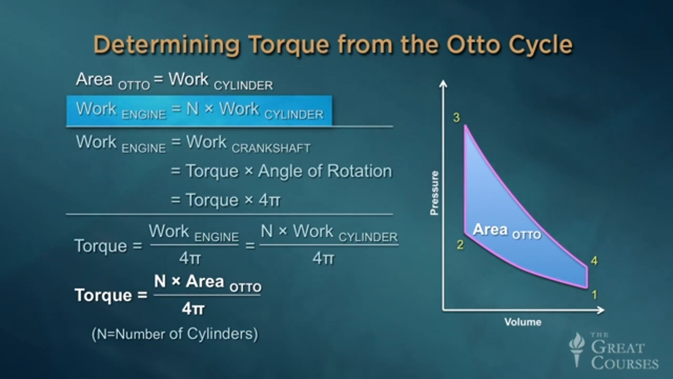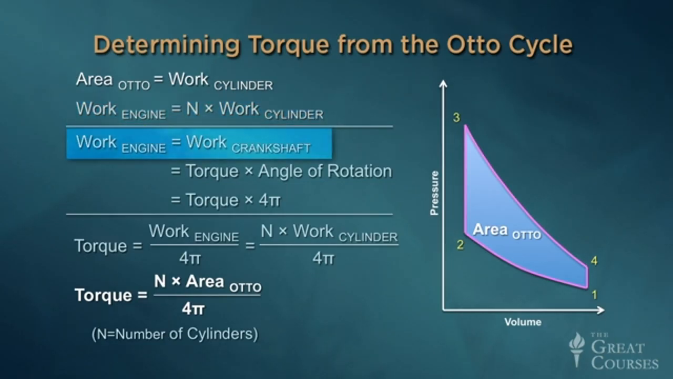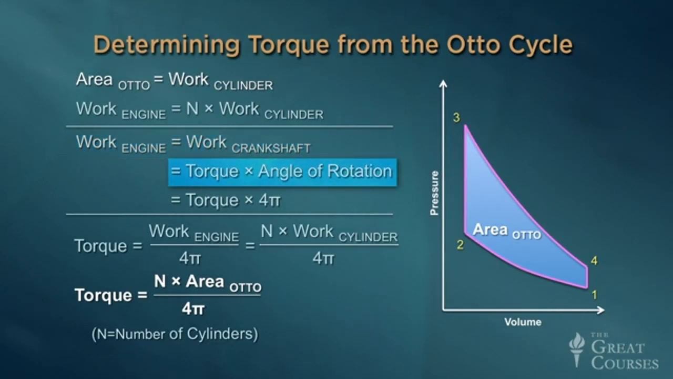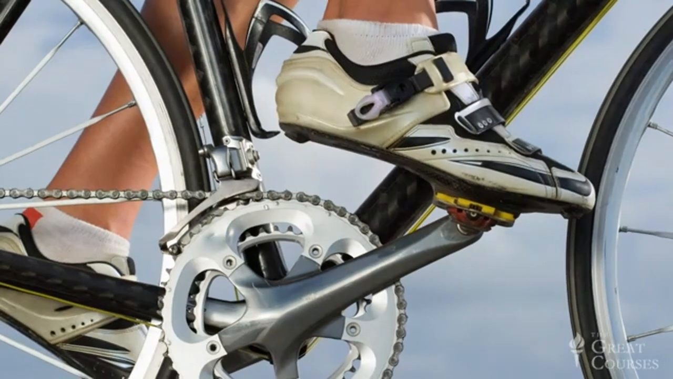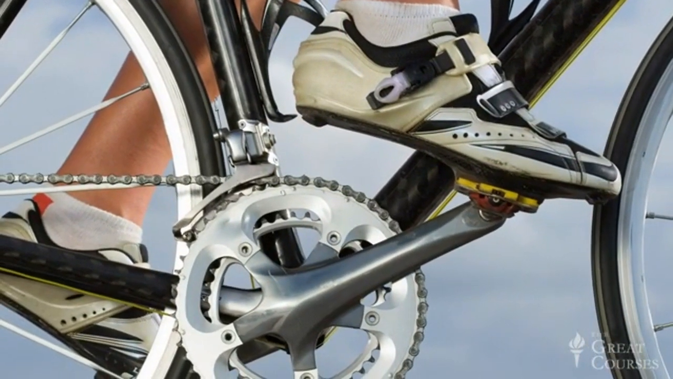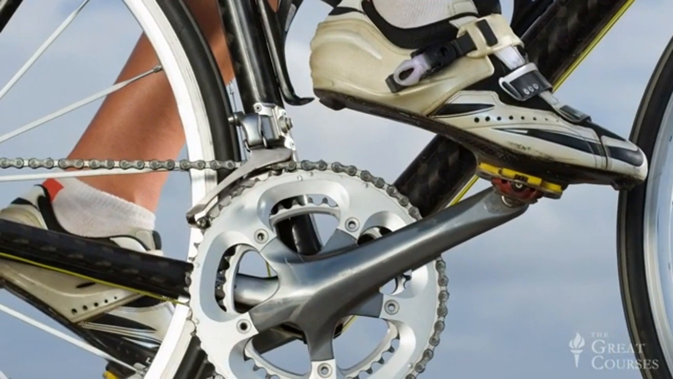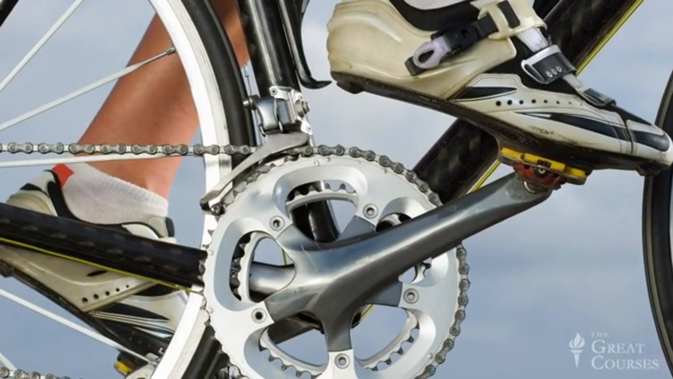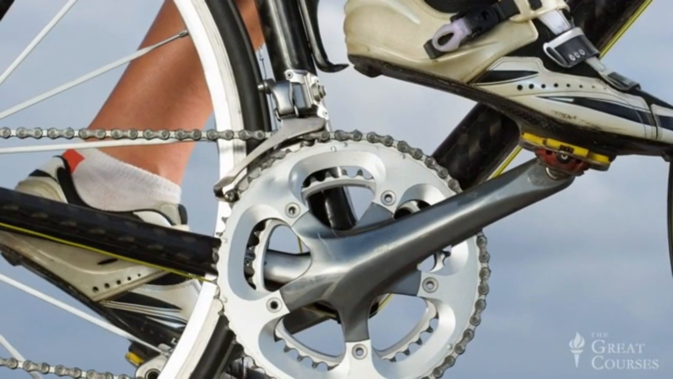Now, the principle of conservation of energy tells us that the work done by the reciprocating motion of the pistons must be equal to the work done by the rotational motion of the crankshaft, minus any friction losses, of course. And work done by a rotating shaft is equal to its torque times the angle of rotation. Recall that torque is the tendency of a force to cause rotation. When you pedal your bicycle, your foot applies a downward force to the pedal, and that force applies torque to the pedal shaft, in exactly the same way that a reciprocating piston applies torque to a crankshaft.